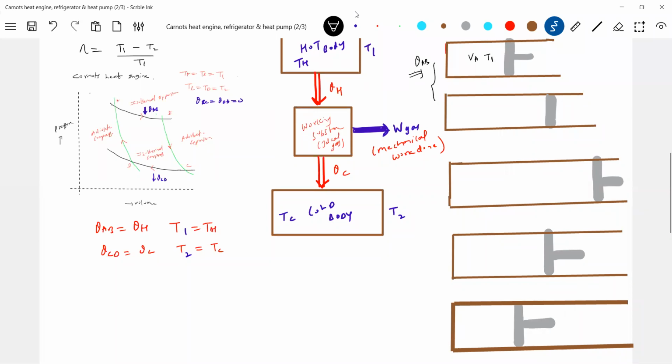So first what happened, this piston now, this is ideal gas. So the gas will absorb heat at constant temperature. It will undergo isothermal expansion. Tell me where it will be now? Volume of the gas will be VB, temperature will be T1. Fine. Isothermal expansion. Then what shall I make?